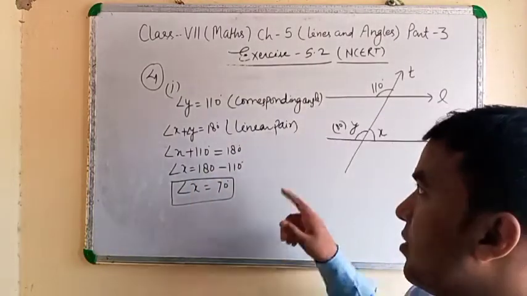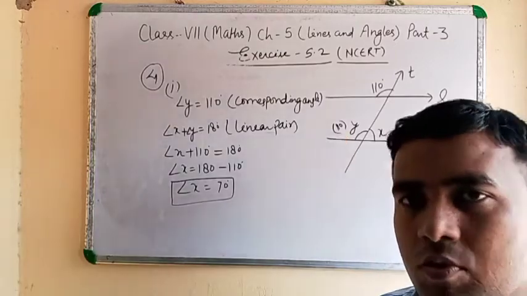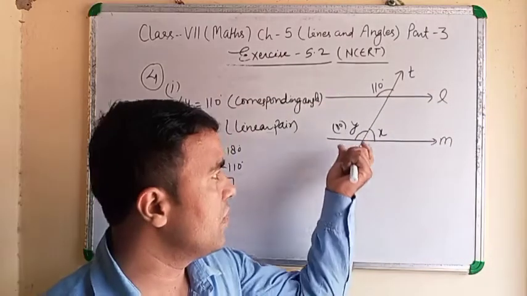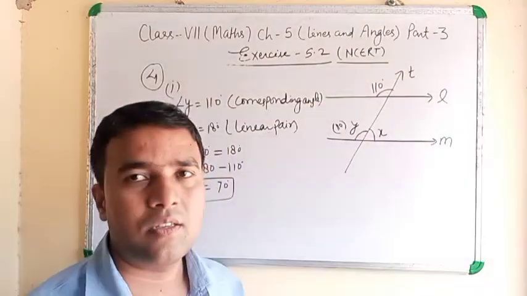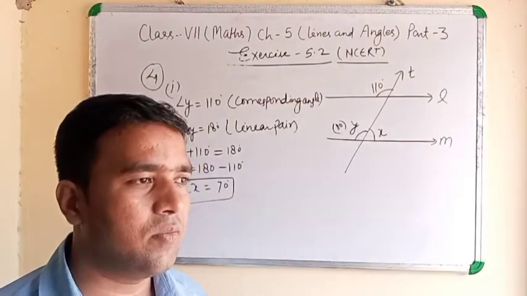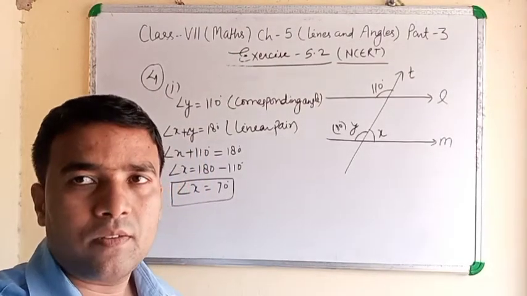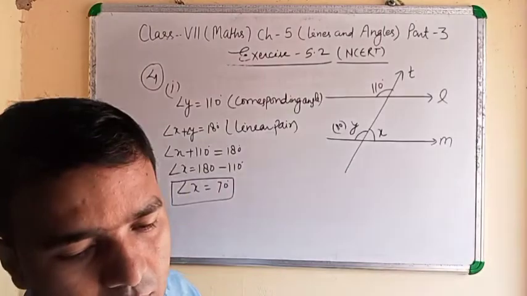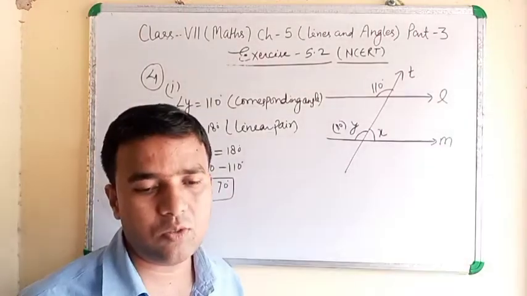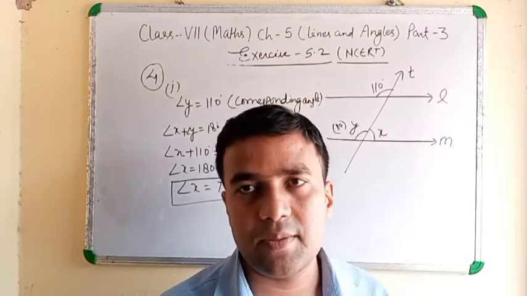Clear? Means you will assume it. Let this angle be y. This angle is not given in your book. You will take this, then you can find very easily. For the second part you can find x equal to 100 by corresponding angle.